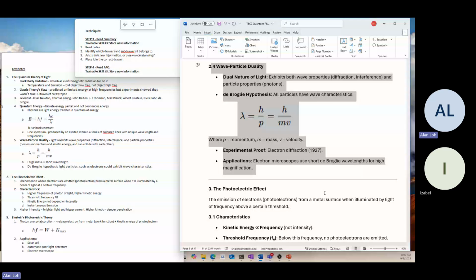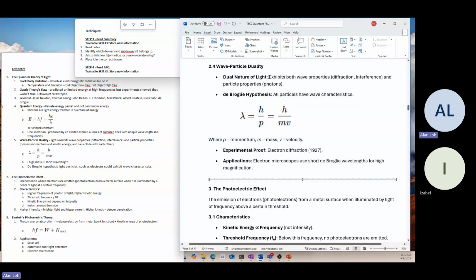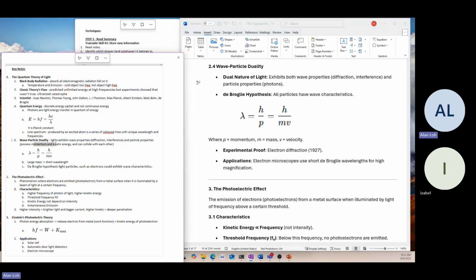Okay, small task. What drawer is this? The light bulb. And it's the double-sided coin with the wave and the particles. So by now, maybe you'll be able to appreciate this better. It tells us that light is exhibiting two properties, the wave properties and the particle properties. So what are the wave properties? Things like diffraction and interference, and particle properties are the photons, where you have momentum and kinetic energy and they can collide with each other, right?